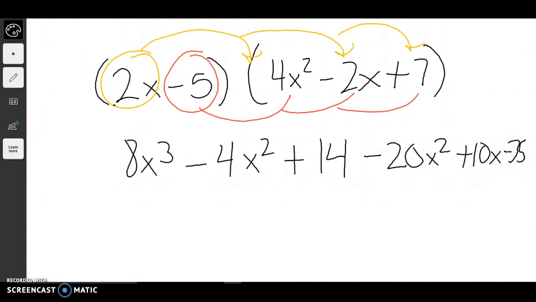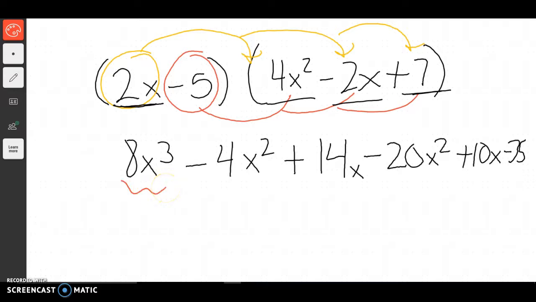Over here, with this 2x, I just realized I made a small mistake. That 2x times the 7 should have given me 14x. So I just went back and fixed that real quick. Now that we have this part, we're just going to combine our like terms.